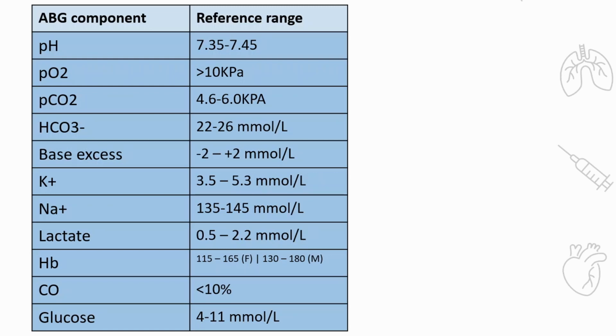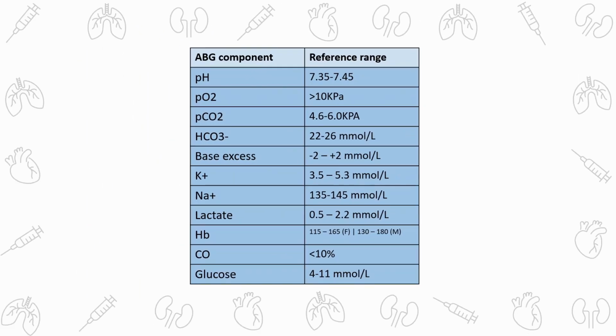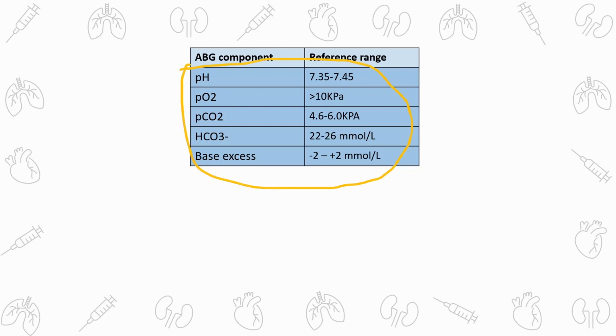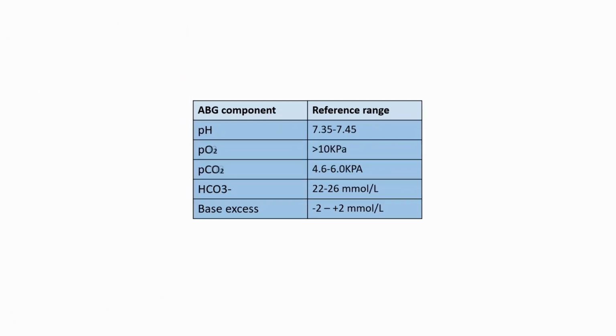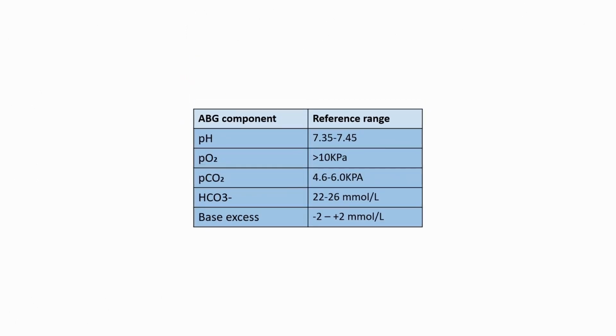The ABG will produce a lot of useful results, but for the sake of this video, we're going to focus on acid balance, oxygen, and carbon dioxide, since these results are unique to the ABG. To interpret the ABG results, it's best to stick to a systematic structure, looking at one result at a time.